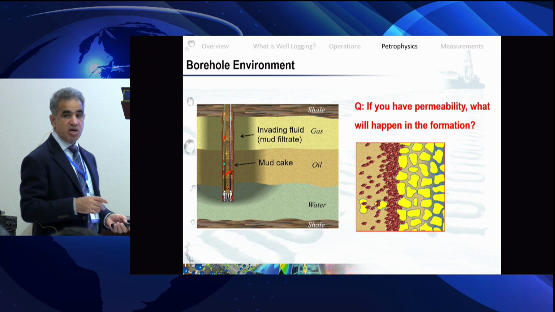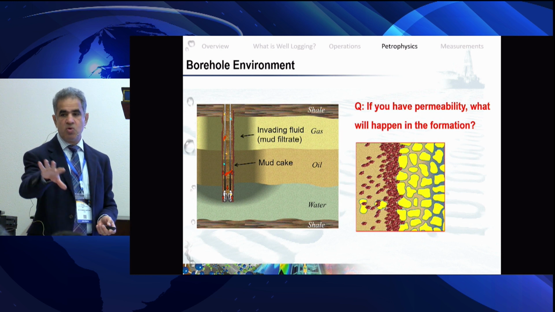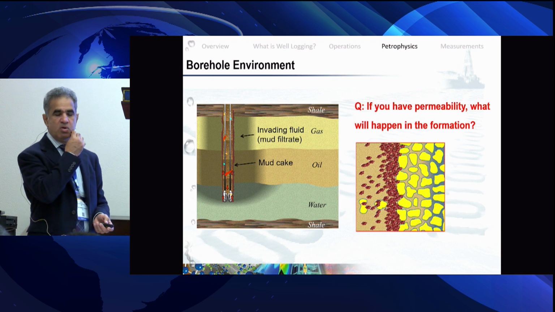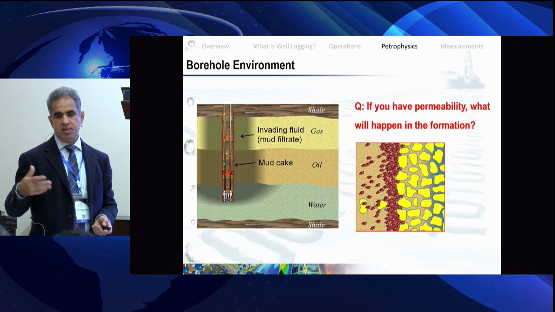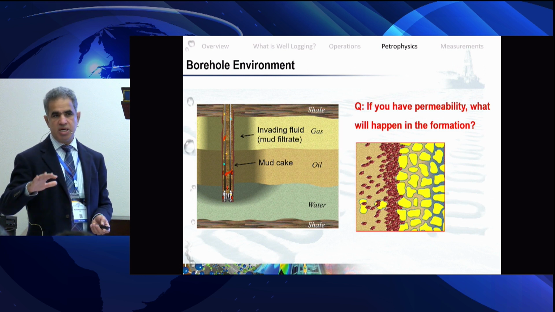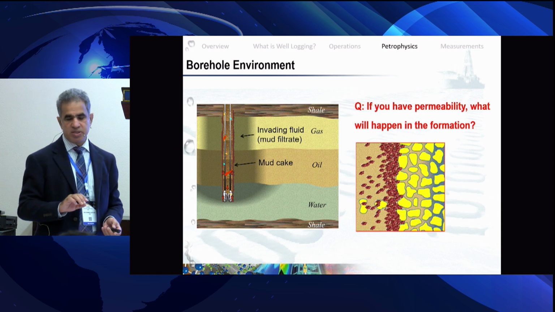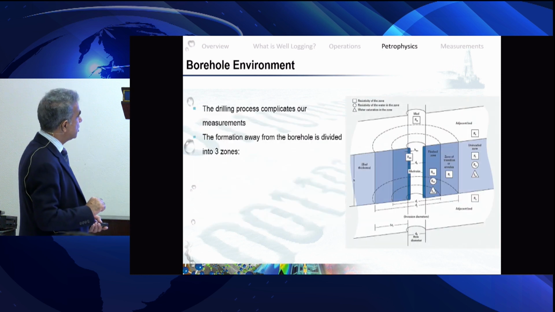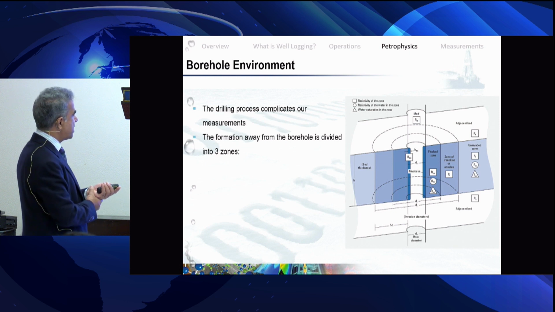If the rock is very permeable, there will be a lot of invasion, a lot of borehole fluid going into the formation, because the drilling mud is at higher pressure than the formation fluid. So not only is it keeping the formation fluid inside, but it is also pushing the borehole fluid inside. That's called overbalanced drilling. This is a very famous diagram we show. The drilling process complicates our measurements.